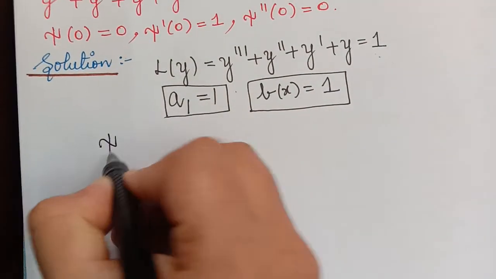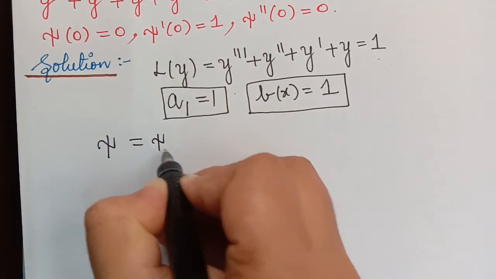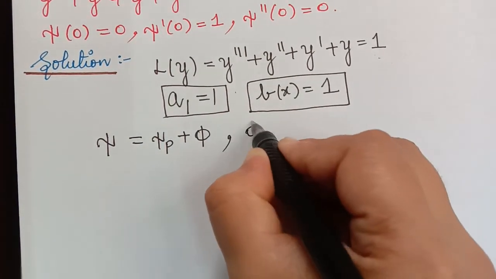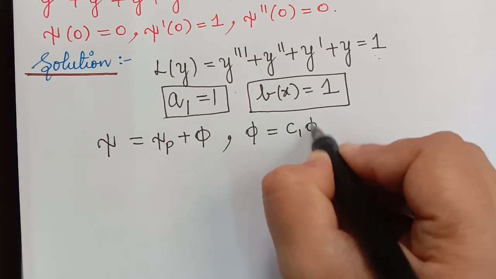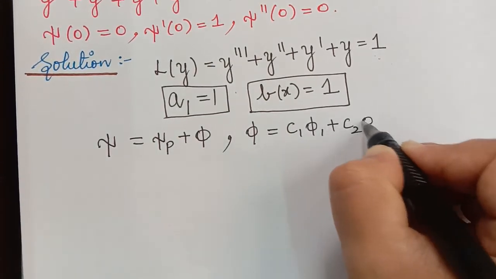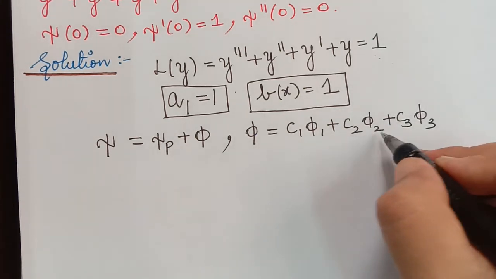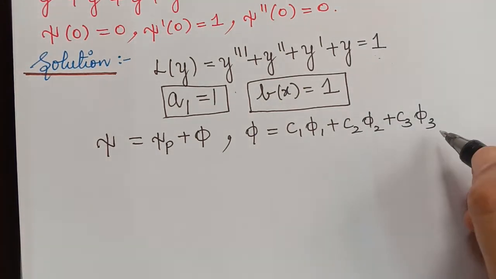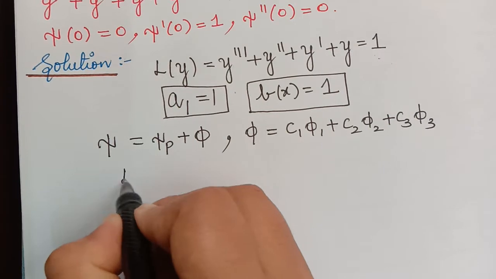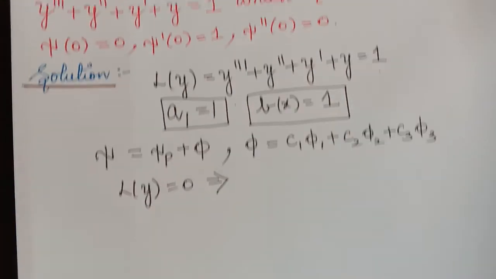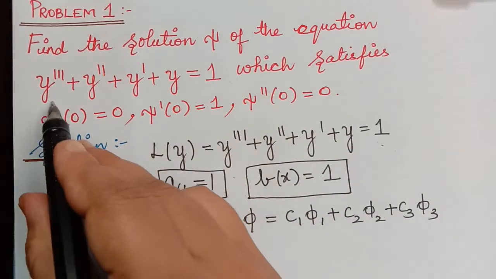We know that the most general solution xi is given by xi p plus phi. Now we have to evaluate this phi, where phi is equal to c1 phi 1 plus c2 phi 2 plus c3 phi 3, where phi 1, phi 2, phi 3 are the linearly independent solutions of the homogeneous equation L of y is equal to 0. That is, we have to equate this polynomial to 0.